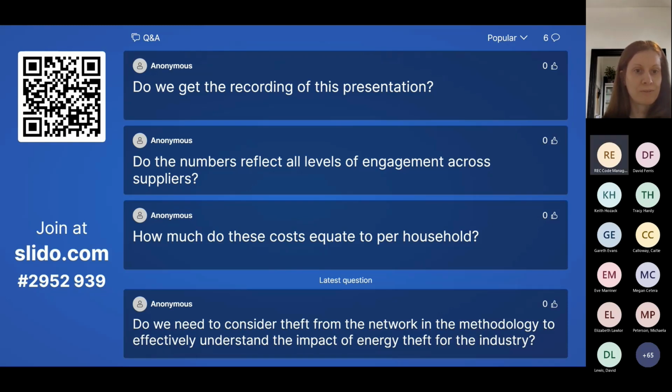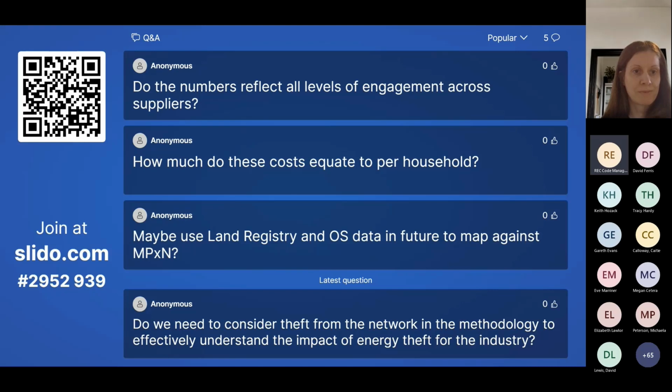So next question after that, do the numbers reflect all levels of engagement across suppliers? It includes data from all suppliers drawn through standardised data sets like the TRAS data and the post-TRAS confirmed theft. So we have got data covering all suppliers.